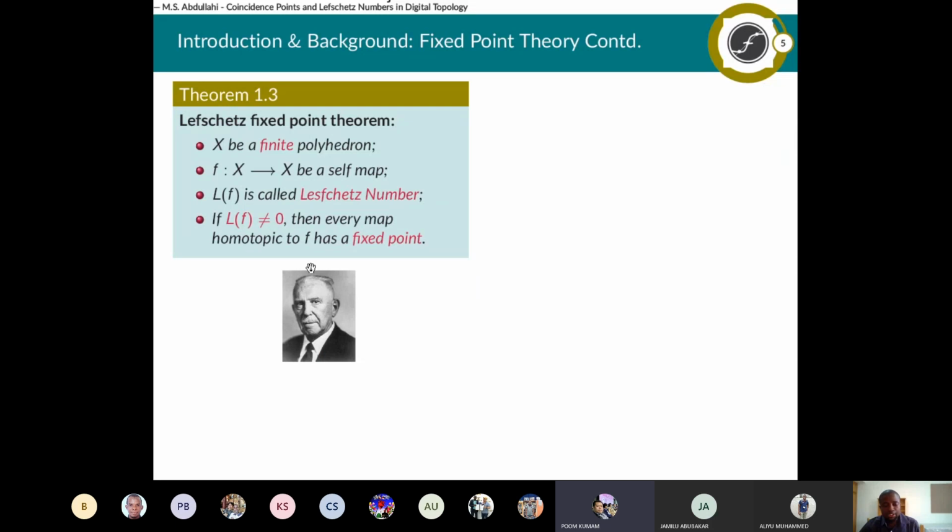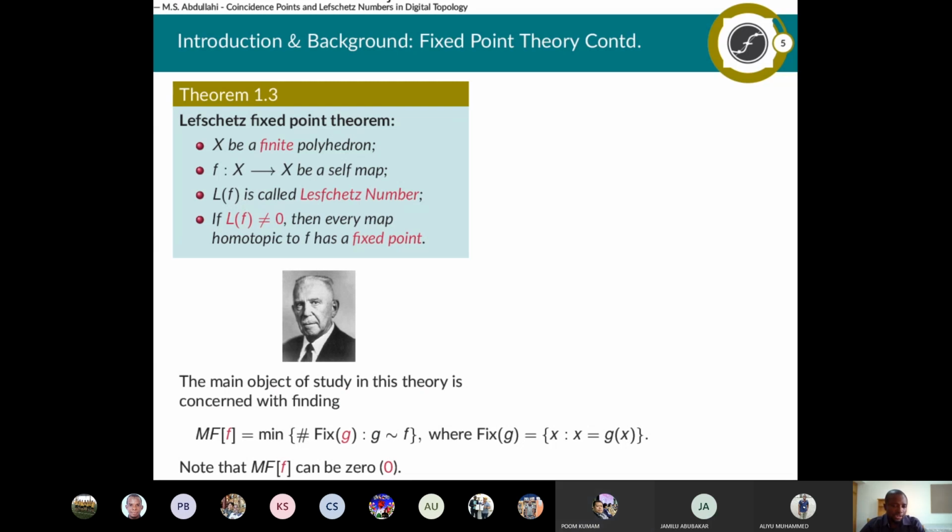So the other direction is that of Lefschetz. What he did is he introduced a number, L(f), for any self-map, called the Lefschetz number. What he says is whenever that number is non-zero, whether it is positive or negative, then any mapping that is homotopic to this function will definitely have a fixed point.